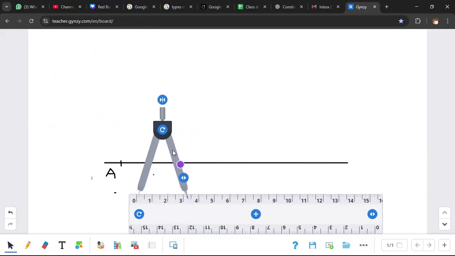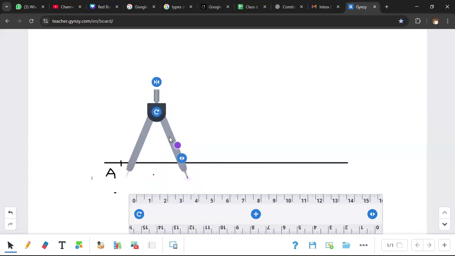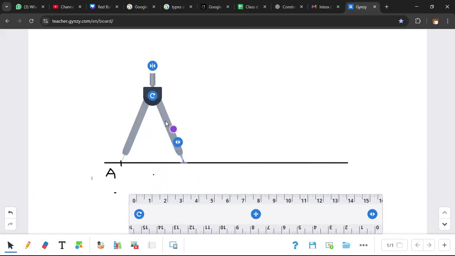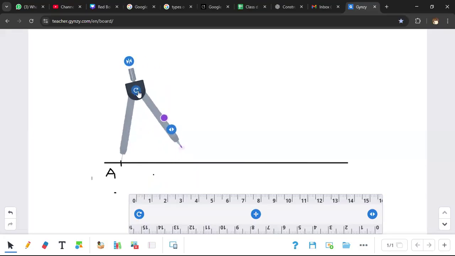Compass point at 0. Then I am going to take the distance as 4 centimeters. So this is my 4 centimeter length. Then in step number 3, place the point of the pair of compasses on the point A. So this is the point of the compass and I have put it on the point A.